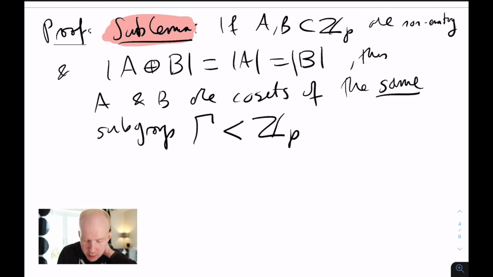So this sublemma says that if you take any two non-empty subsets, and the cardinality of their sum set, A plus B, actually equals the cardinality of A and of B. If you remember the lecture when we talked about sum sets, it's very common that the sum set increases the cardinality. But here you don't have any increase. If they don't increase in cardinality when you add them together, you just get nothing more, then you have a coset of the same subgroup.